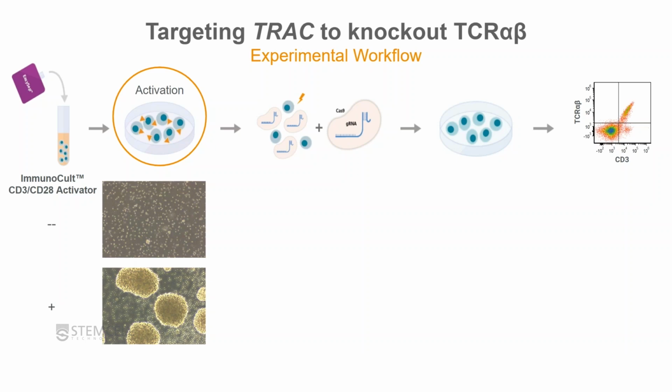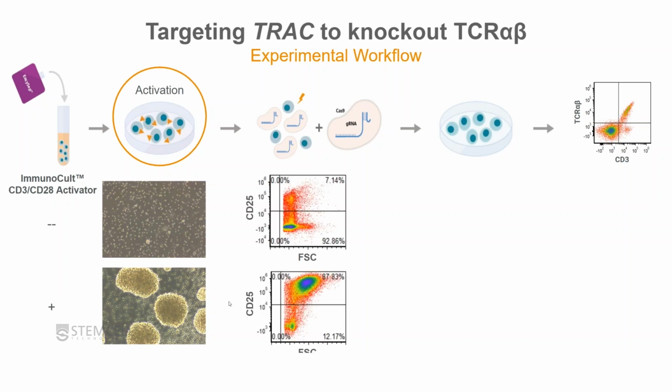You can see that in the presence of this activator, the T cells aggregate and exhibit an activated phenotype, as expected. We also monitored activation status by flow cytometry with the CD25 T cell activation marker. In the presence of activator, almost 90% of the cells are CD25 positive, whereas in the absence of activator, only very few cells express CD25.